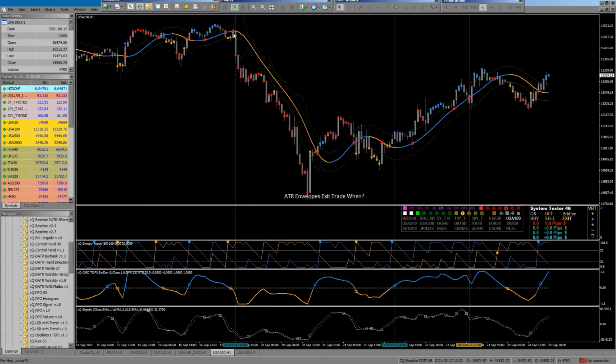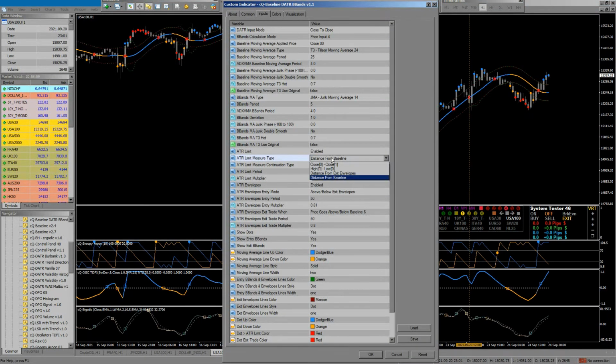I should explain the red dots. There's a number of ways the red dots show up, and they generally mean don't enter a trade. And you can turn it off if you don't want to deal with that.